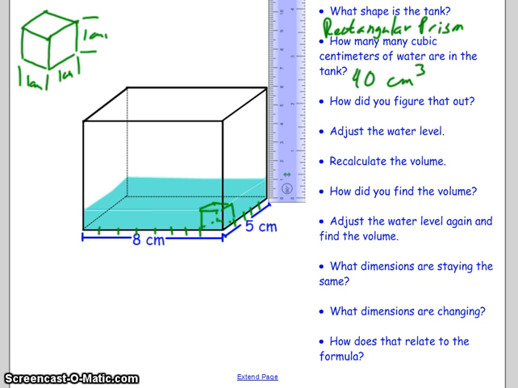Okay, we know that because if we look at the dimensions, what we talked about with volume before, length times width times height. The length is 8, the width is 5, and the height is 1. 8 times 5 is 40 times 1 is 40. We get 40 cubic centimeters.